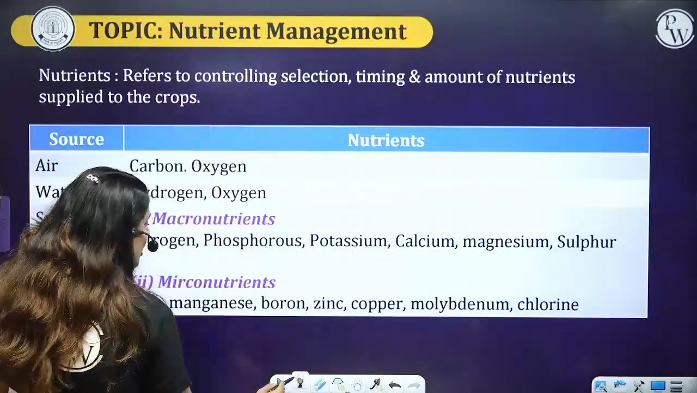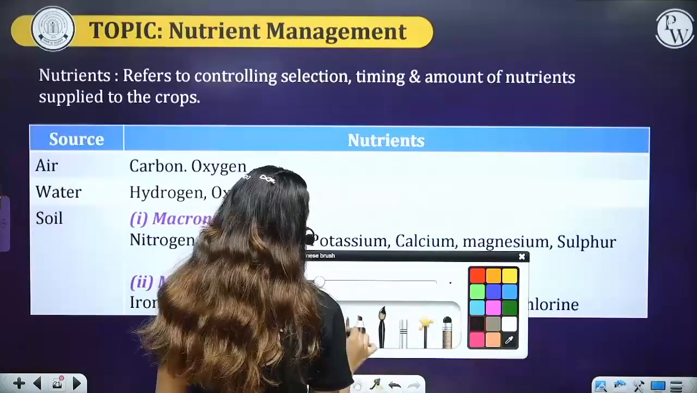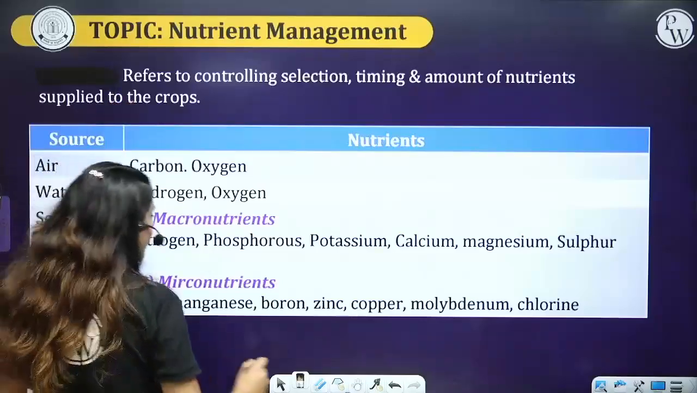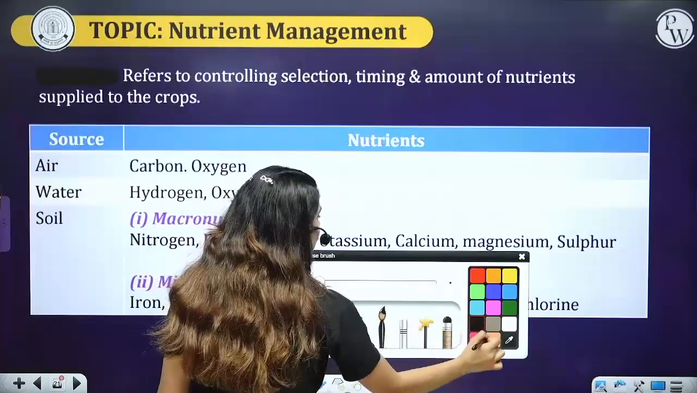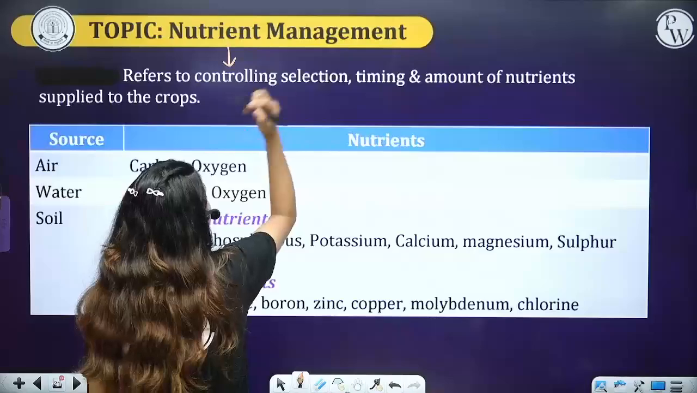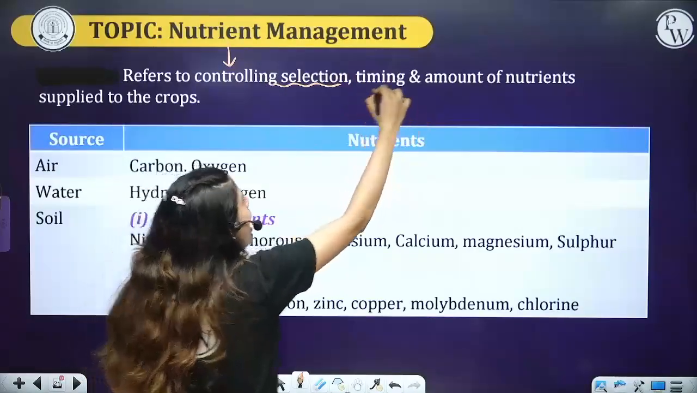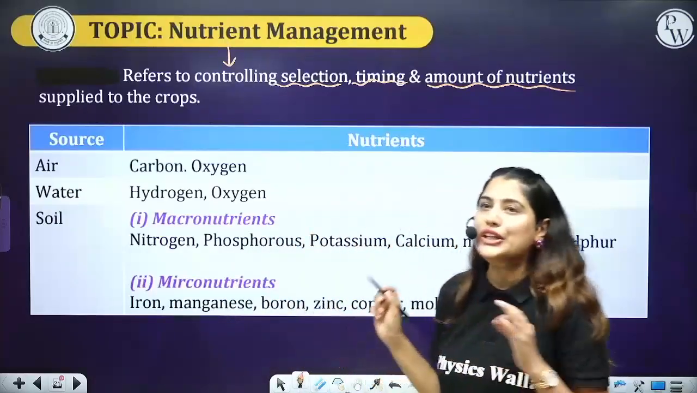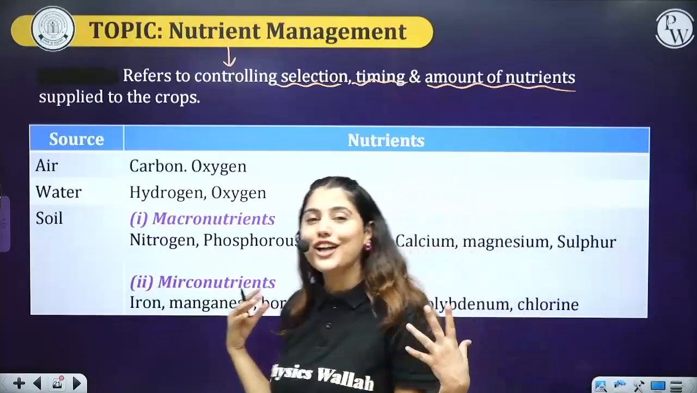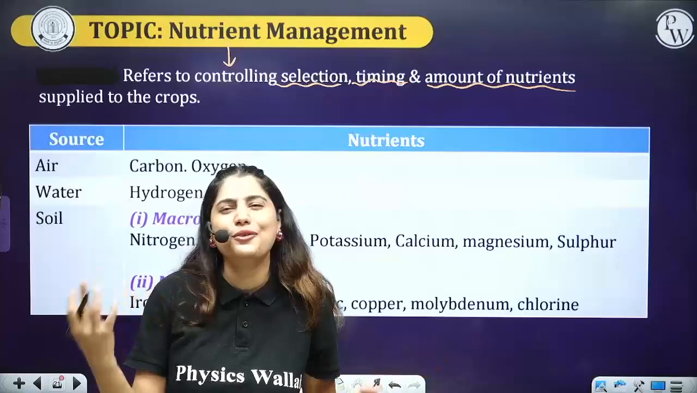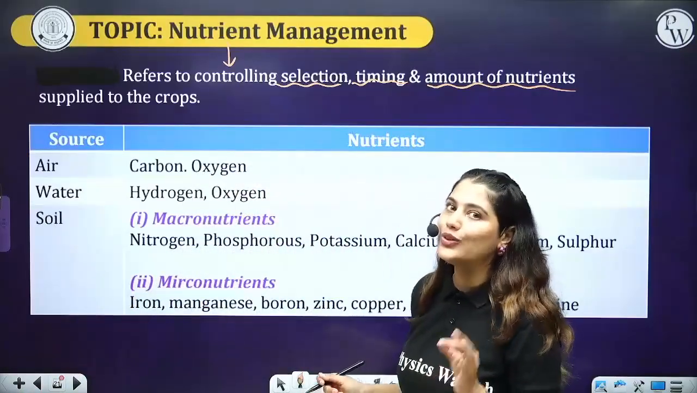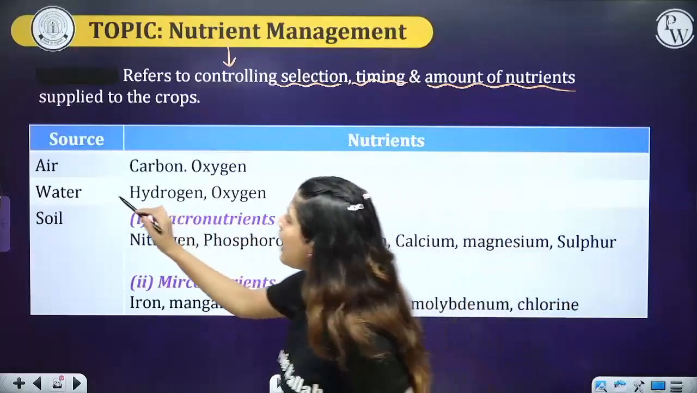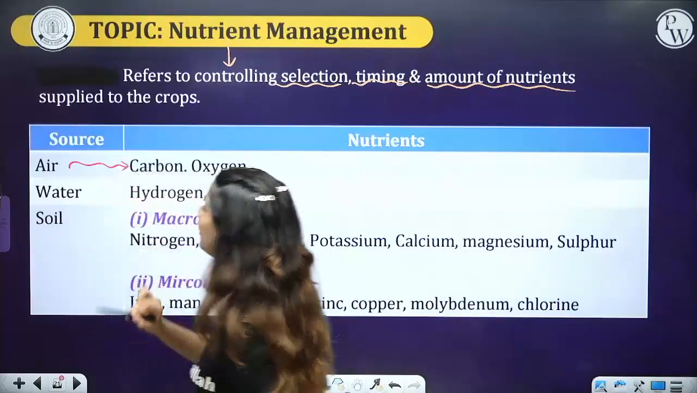So nutrient management basically is, right, this is the definition. What is nutrient management? Nutrient management is nothing but controlling which nutrient to give, how much amount we are giving, and also the timing. So that was about nutrient management. Now let us see what the nutrients are which plants get from the air, water and soil. We talk about the air. From the air, the plant gets carbon and oxygen.